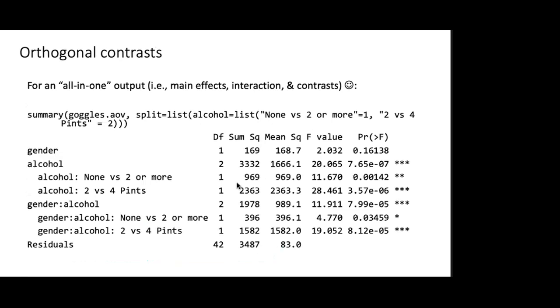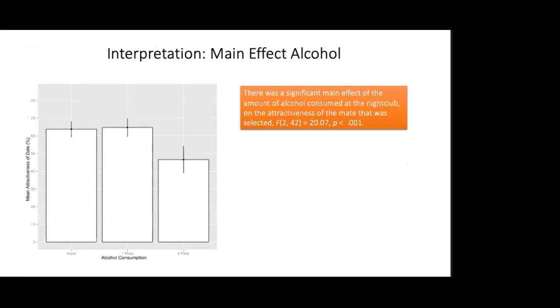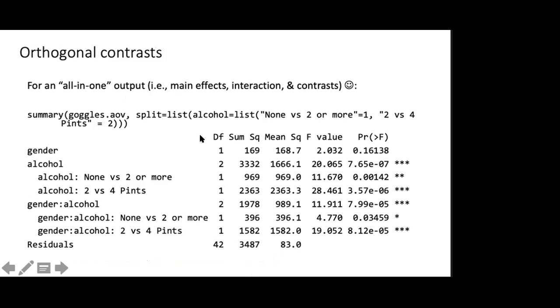Right? So that is just if you want an all-in-one output. I won't go over that, it's just FYI here. If you don't want that separate, if you want the main effects, interactions, the contrasts, etc., you have to do it like that. This is the list command again.